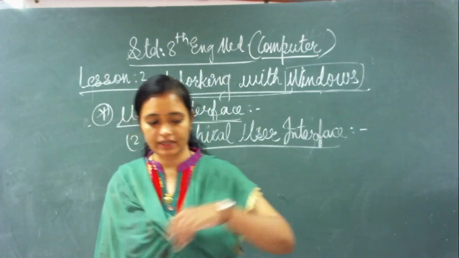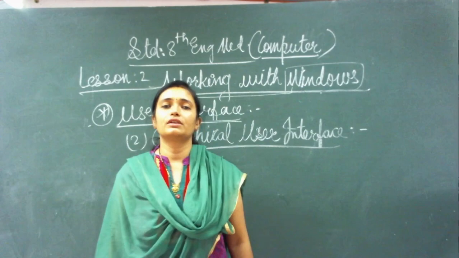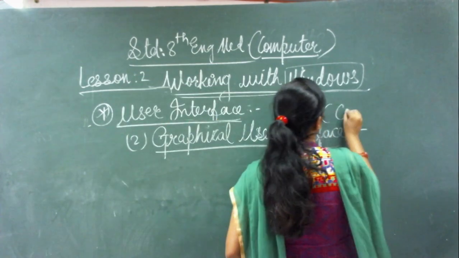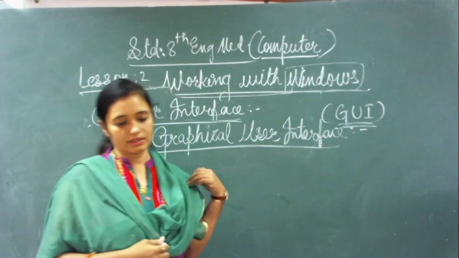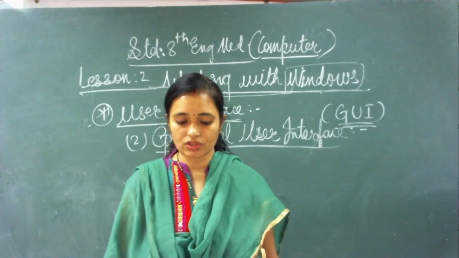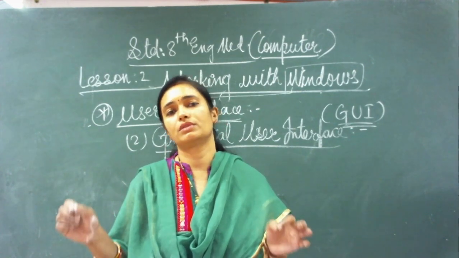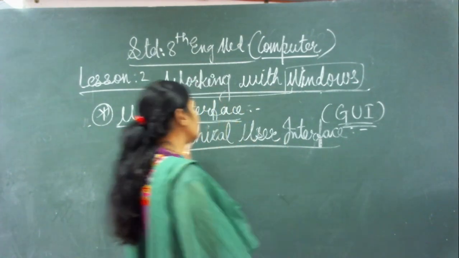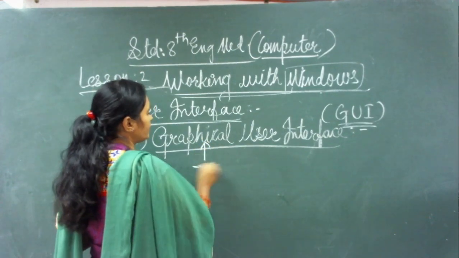Okay children, so the second one is the graphical user interface. Now what is a graphical user interface? That is also called GUI. The short form is GUI. Now what is it? Here it is a system that uses on-screen pictures and graphics which can be clicked on with a mouse to give instructions to the computer. It means that the graphical representation is there. So it is totally based on graphics.